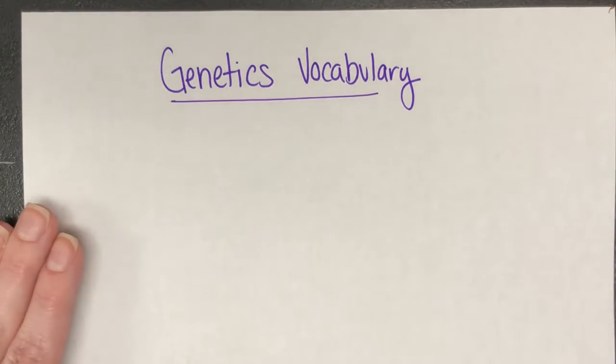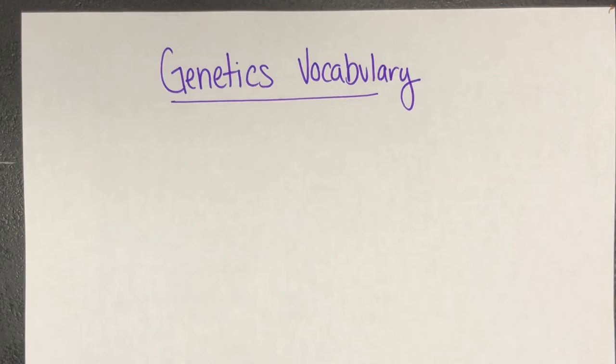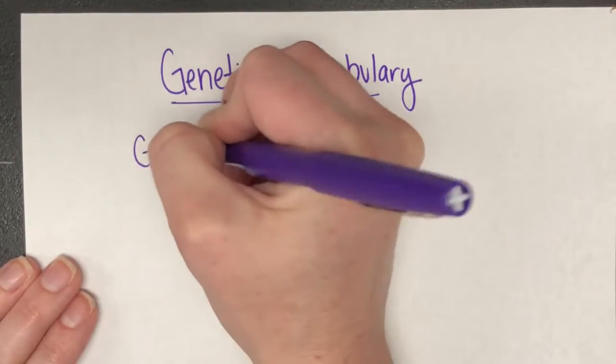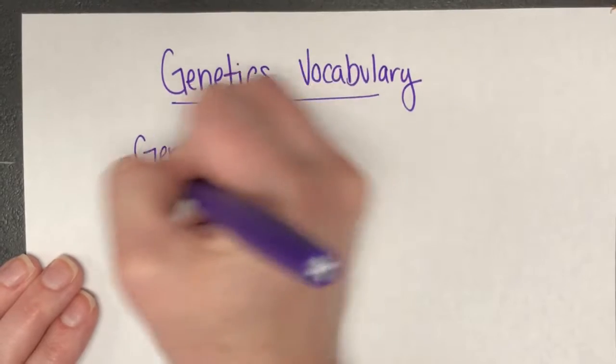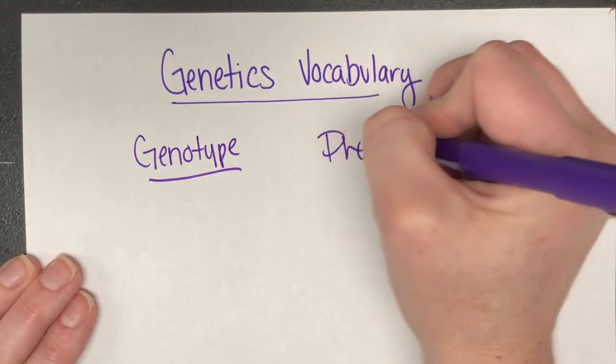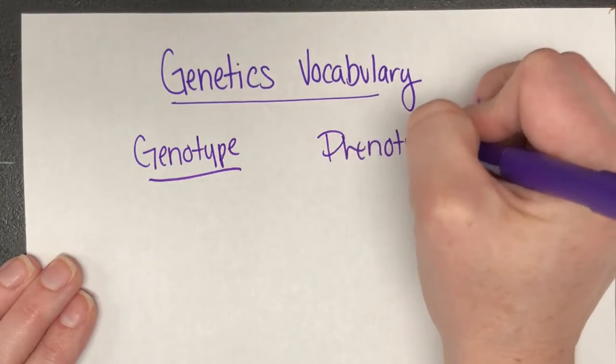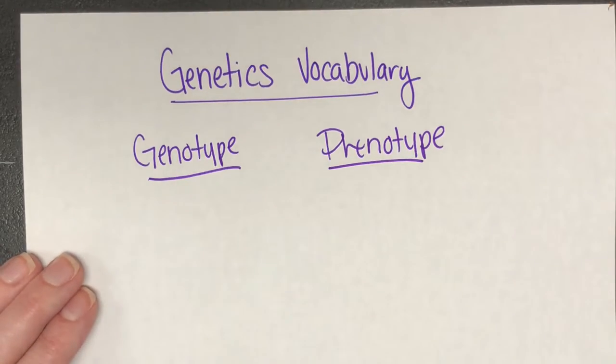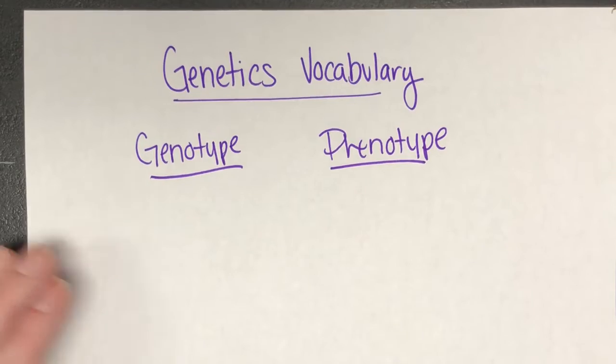Okay, so today I'm going to start with just reviewing our basic genetics vocabulary. We have genotype versus phenotype. Okay, now genotype, remember, is the combination of alleles you get from your parents.